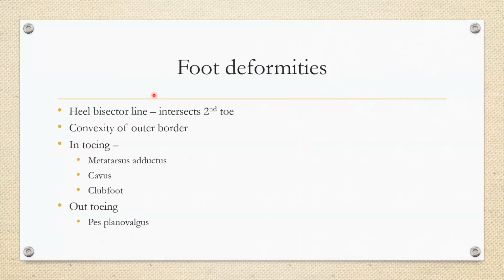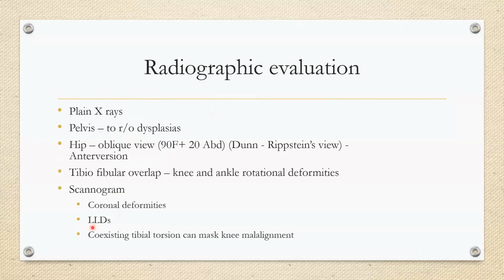So the next index to look for is foot deformities, which, as discussed, uses the heel bisector line to look for deformities in the foot. Normally the outer border of the foot is in a straight line; if there is convexity, it points towards deformities of the foot. In-toeing usually happens from metatarsus adductus, cavus, or clubfoot, and out-toeing from pes planovalgus.